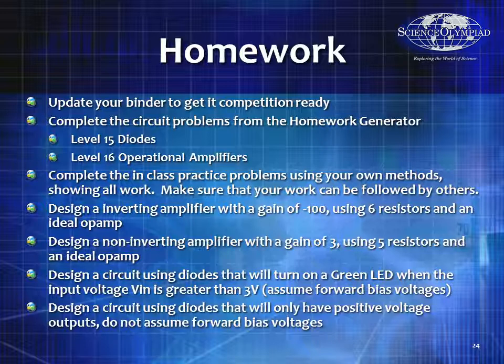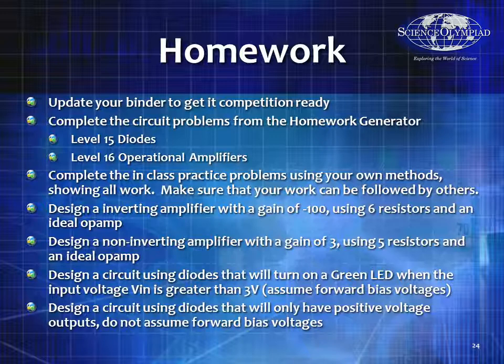I want you to design an inverting amplifier with a gain of negative 100 using 6 resistors and an ideal op amp. Now think about that. I want you to use 6 resistors, and so what you're probably going to do is design a resistor network that gives you a particular resistance on one side and a particular resistance on another side.